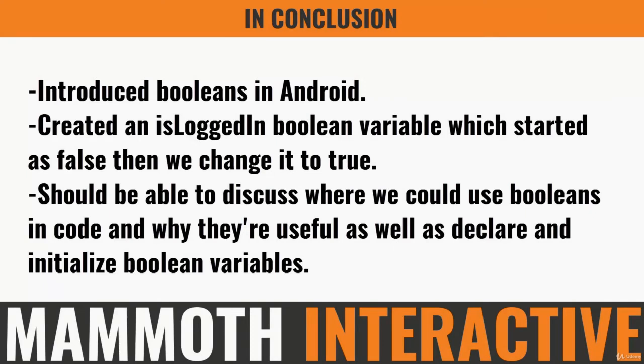In this part of our tutorial, we introduced Boolean variables in Android instead of iOS. We created an isLoggedIn Boolean variable, which we initialized to be false, and then changed to true and printed out both values. By now you should be able to discuss where we could use Booleans in code and why they're useful, as well as declare and initialize Boolean values. Remember, Booleans are either true or false, and they're very useful for representing situations where you have to test if a condition is true, such as an isLoggedIn variable, where the variable has to be true if you want to be able to access your account.